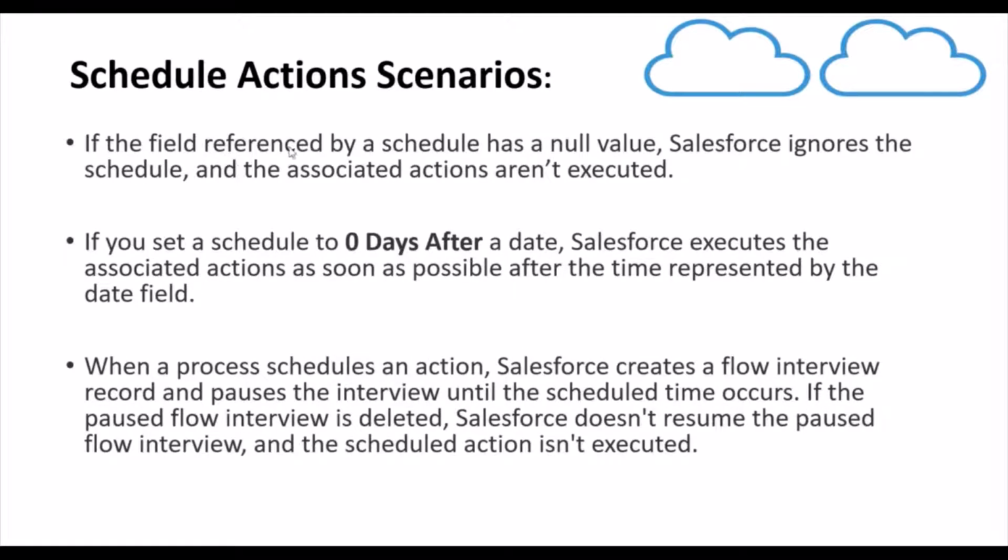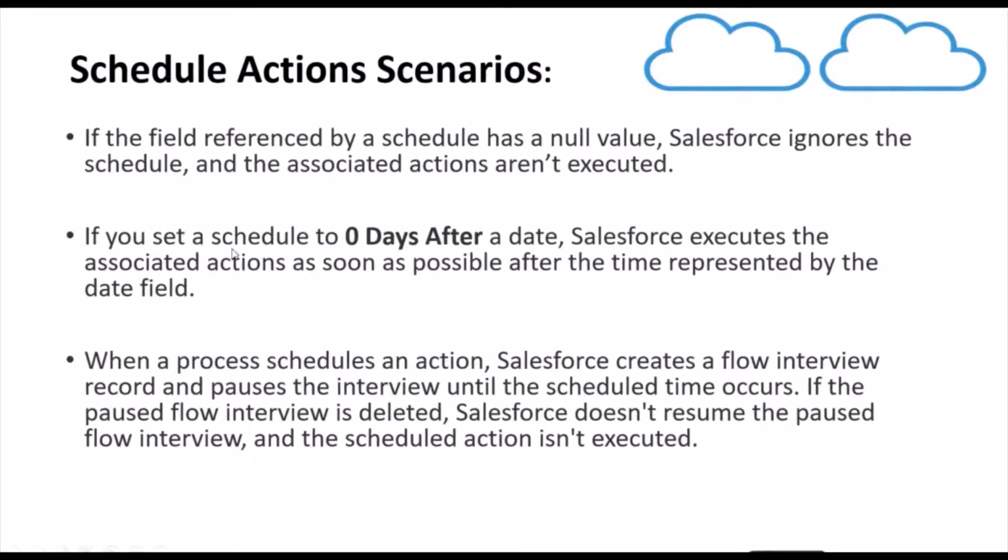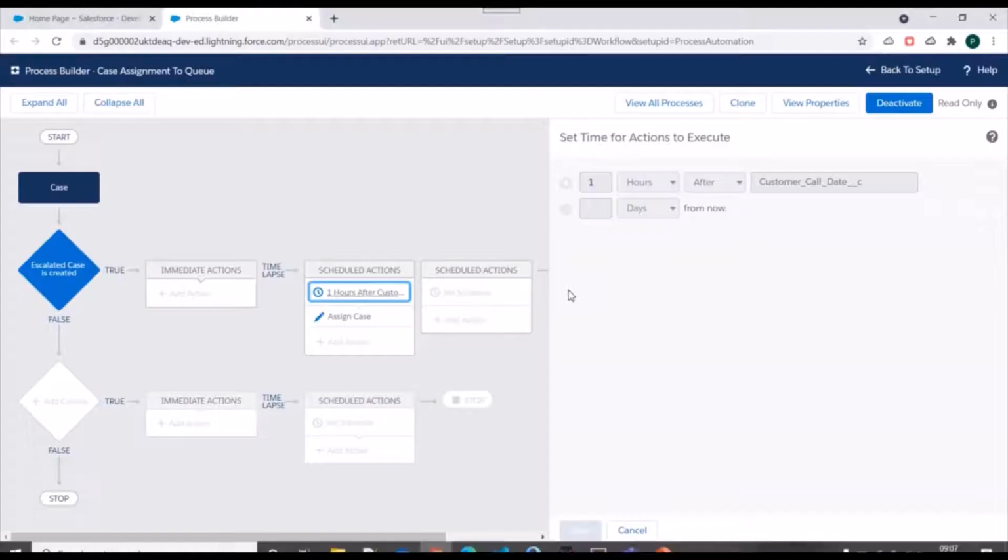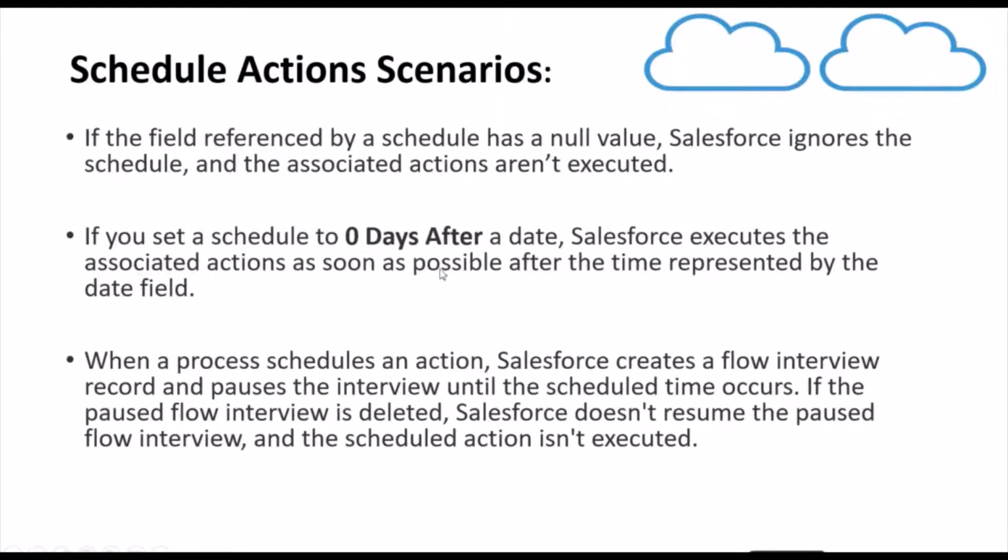Next is, if the field referenced by a schedule action has a null value, Salesforce will ignore this schedule and the associated actions are not executed. Now, if you set a schedule to 0 days after a date, Salesforce will execute the action as soon as possible, correct? So let's say I select 0 hours or 0 days after the customer call date, and I select customer call date as the current time, then this action would execute as soon as this process executes.